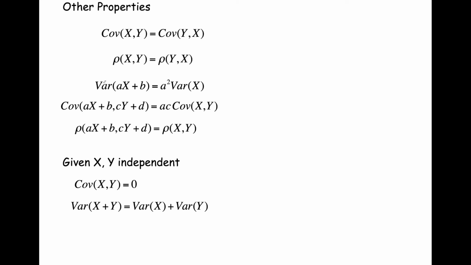We also have that the variance of ax plus b, where ax plus b is a so-called affine transformation on random variable x, any function of random variable x of this kind for arbitrary scalars a and b, is going to be a squared times the variance of x.